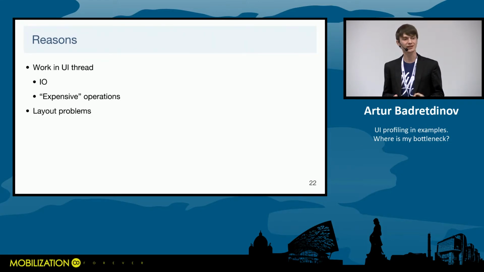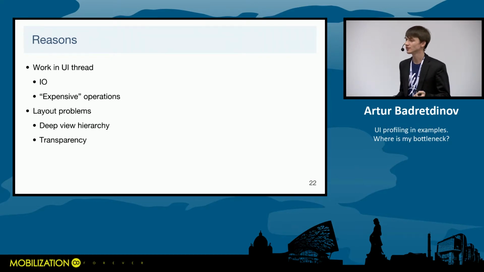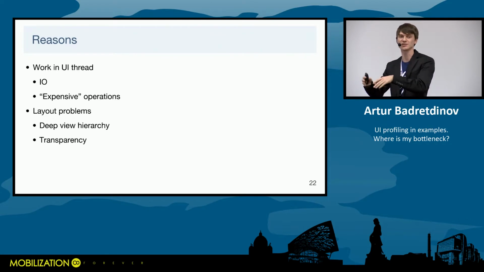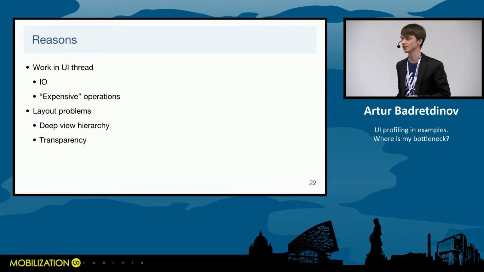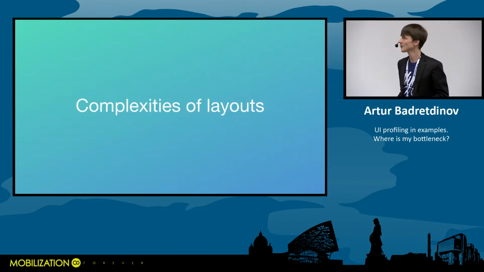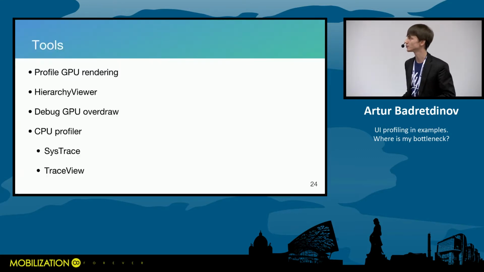And another one is layout issues. Maybe you have a deep hierarchy. Maybe you have transparency issues, because when you use transparency, Android has to first render the background, then understand, oh, I should apply a transparency here, then unite both of these layers, so it happens in several stages actually, and it's quite an expensive operation. And you can just have lots of views or overdraw problems. And today we'll talk about these things, complexities of layouts.